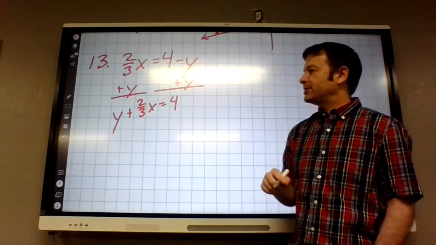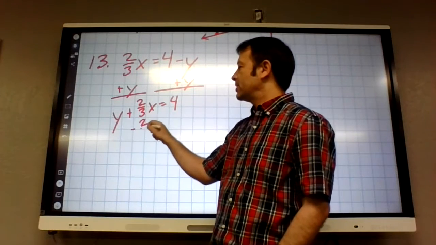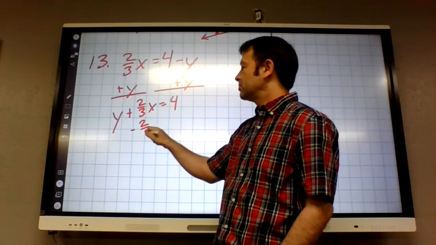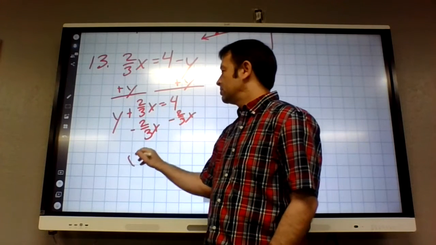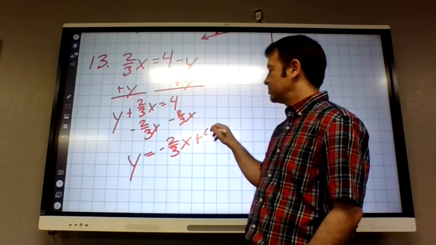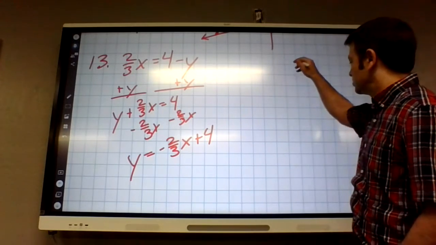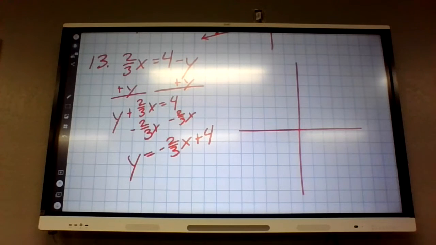How do I get y by itself? Subtract 2/3 x. So I get y equals -2/3 x plus 4. And I'm getting better with my lines. I think I just jinxed myself.